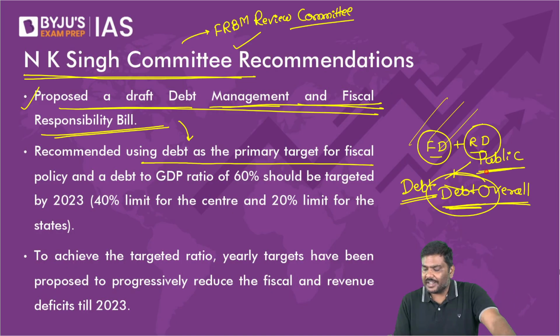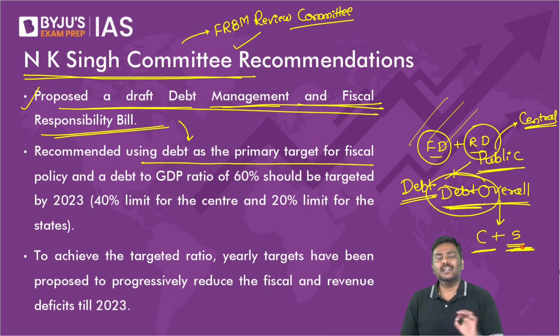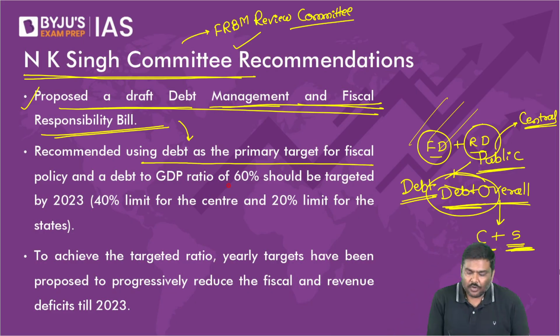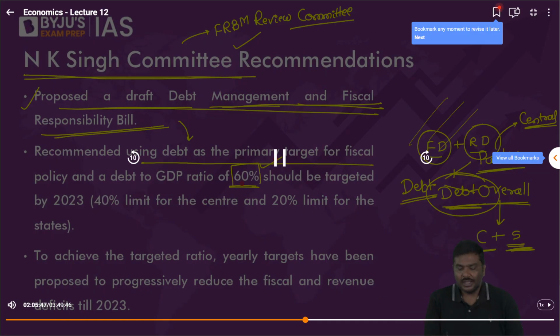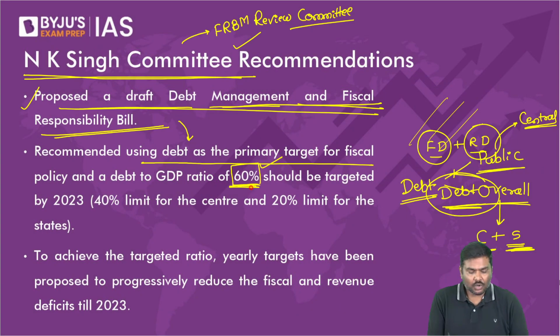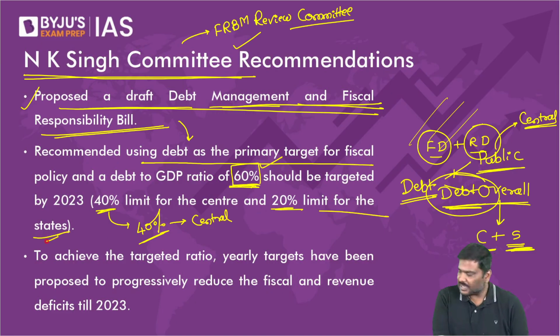What do you mean by public debt here? Public debt is nothing but the debt of central government. And overall means the debt of the central government plus the states. Now, for overall debt, the target recommended by the committee is 60%, that is the central government plus state government. Out of this, a 40% limit has been given for the central government and the remaining 20% limit has been given for the states.